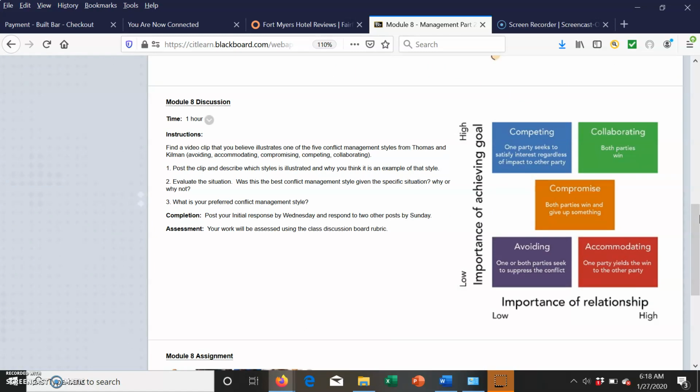Your first discussion is to look at conflict management, because this is an interesting one to share with other people in the class. I'm going to ask you to find a video clip that you believe illustrates one of these five styles. Post the clip and describe which style is illustrated and why you think it's an example, and then evaluate: was that the best conflict management style in the given situation? Usually, if it's a video clip, it's a conflict management approach gone wrong. And third, what do you think is your preferred conflict management style? Your discussion posts are due by Wednesday at midnight, and then respond to at least two other posts by Sunday.